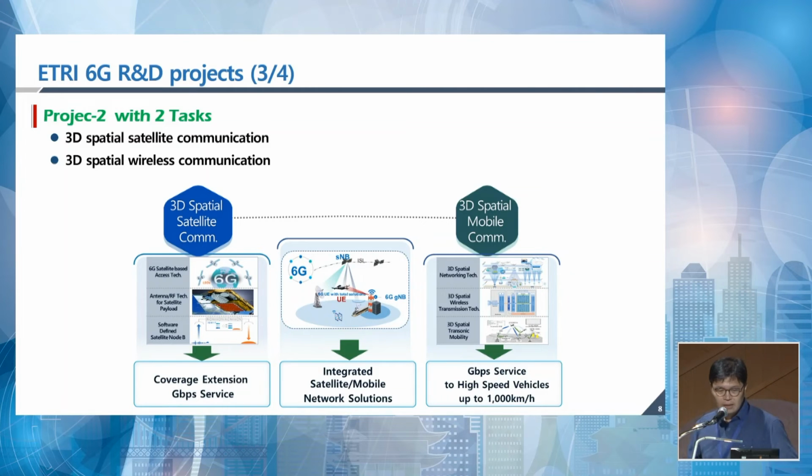On the right-hand side is 3D spatial mobile communication. We can imagine the configuration from the terrestrial area to the aircraft. We would like to develop key elementary technologies like 3D spatial networking technology, 3D spatial wireless transmission technology, and lastly, 3D spatial transonic mobility as well. In the end, we are going to integrate satellite and mobile network solutions together. That's the goal of the second project.